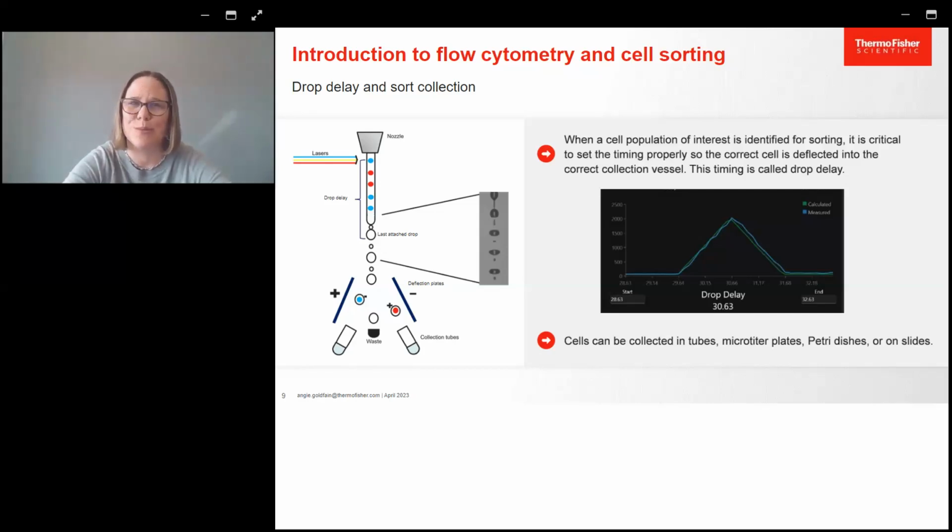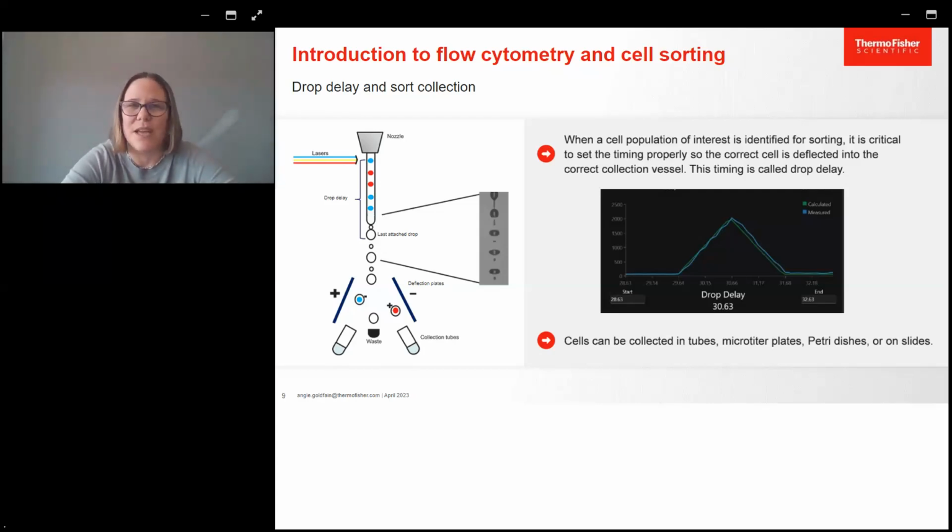As we talked about, remember, there's a crystal in the nozzle that vibrates, causing those droplets to break off at a very steady rate. So getting that timing right is really key to sorting the right cell at the right time. There are different methods for this. One of those is using beads, which are small plastic particles, and adjusting the timing while watching for sorted events. That's the diagram you can see on the right here.